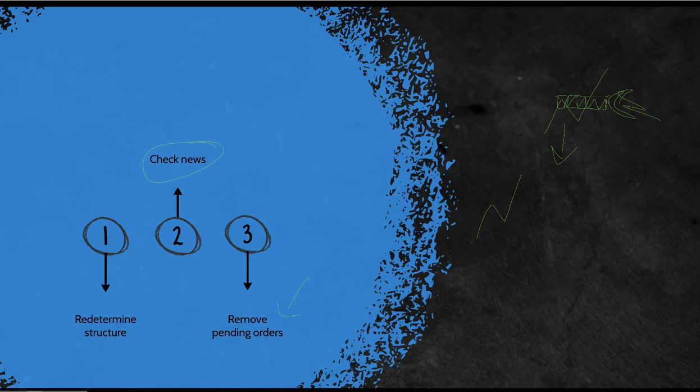So I think we've covered most of it. If you guys have any questions on gaps, please do let me know. Again, it's not something I trade that often. I just wanted to go into a little bit more detail on them because there's not a whole lot of info out there on gaps.